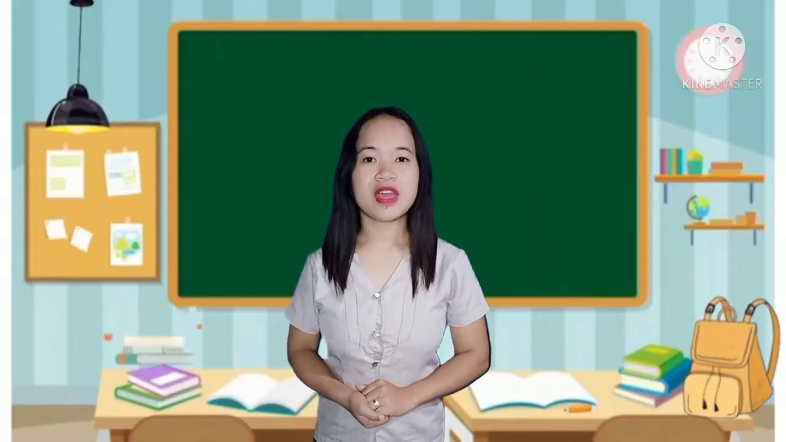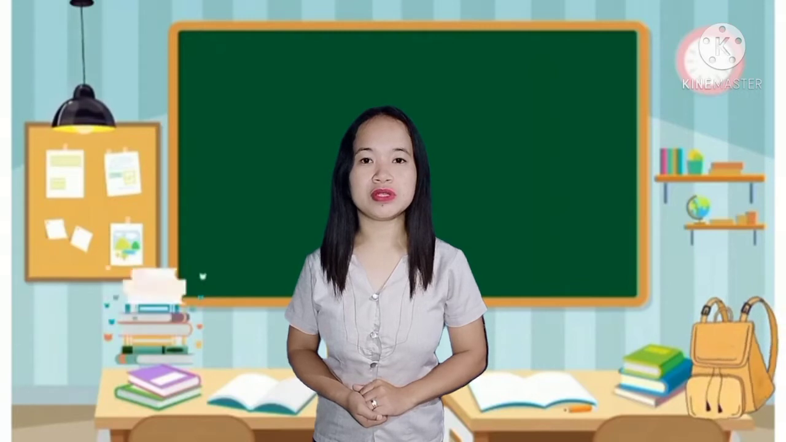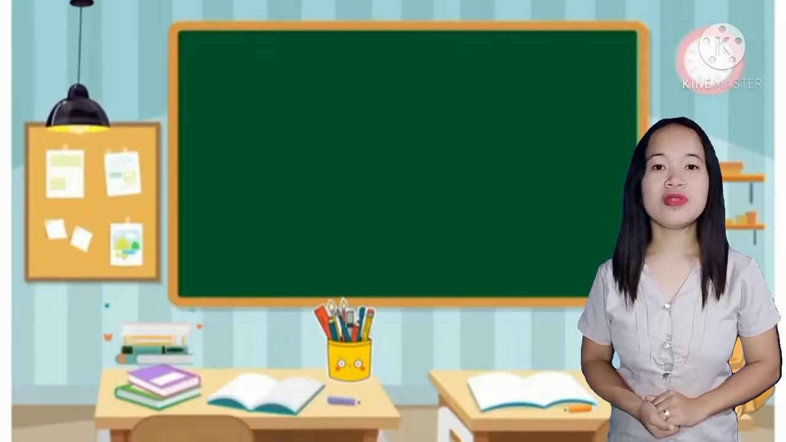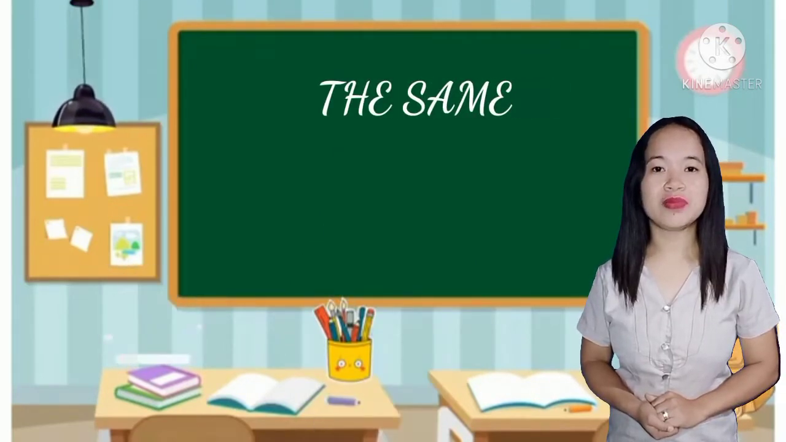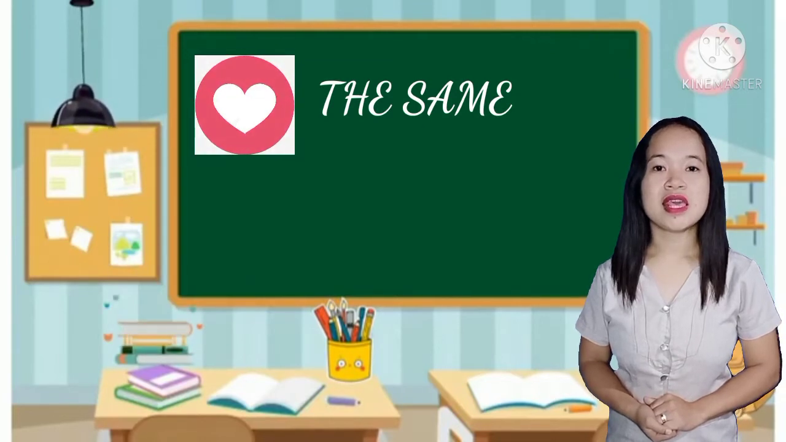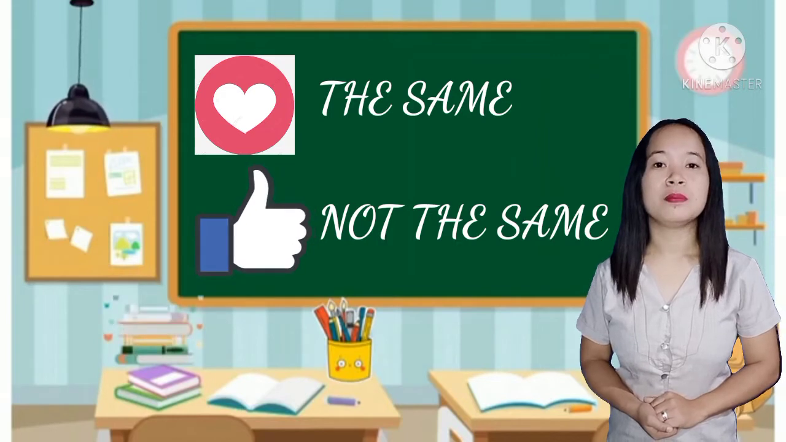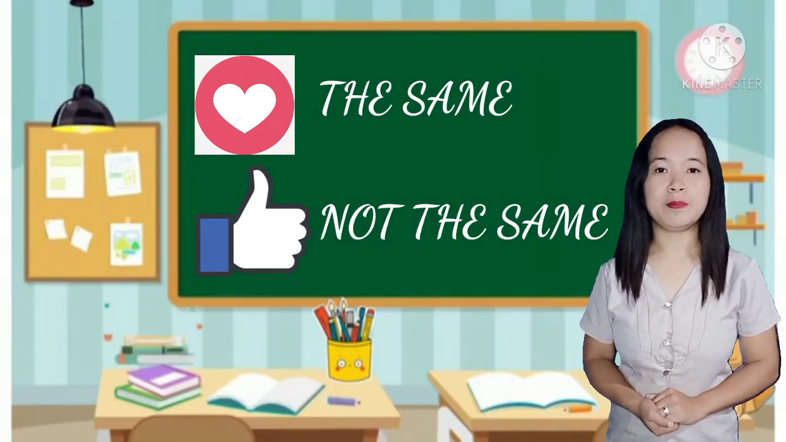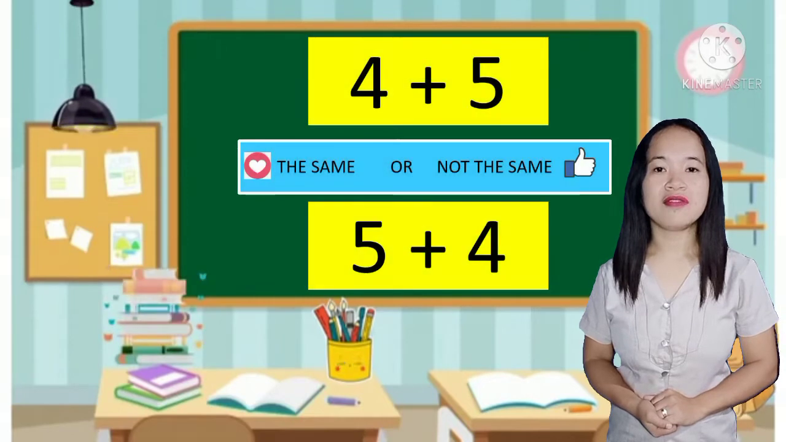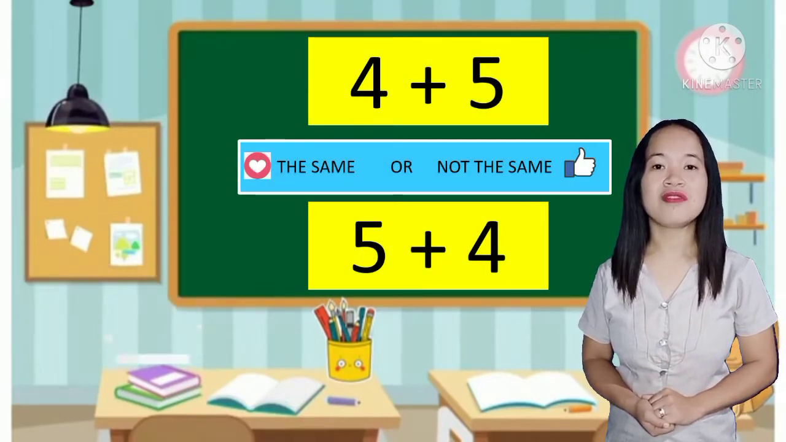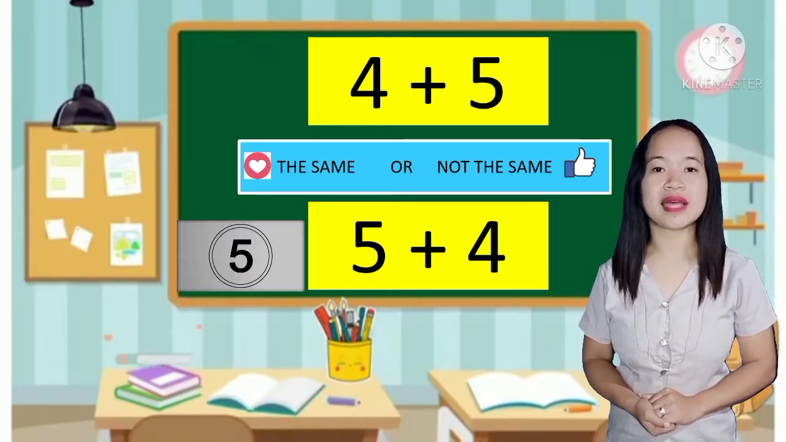To start with, I will be showing you two pictures. And all you have to do is to determine whether these two pictures are the same or not the same. If you think that the two pictures are the same, you have to choose a heart sign. If it is not the same, you have to choose a like sign. So let's have the first one. In the first picture, we have 4 plus 5. And in the second picture, we have 5 plus 4. So is it a heart sign or a like sign?